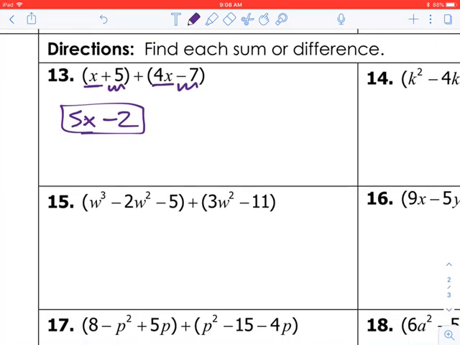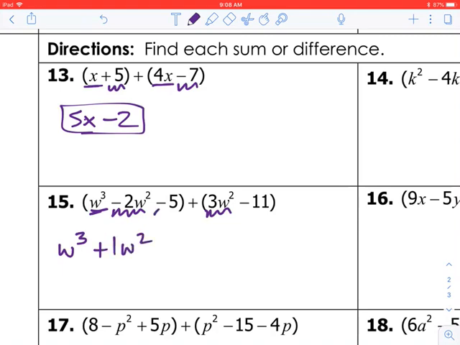Okay, so same thing on 15. Look at the highest exponent here. It's 3. W to the third doesn't have any like terms, so that just stays w to the third. And then I'm looking at w squared. So negative 2 plus 3 is positive 1w squared.